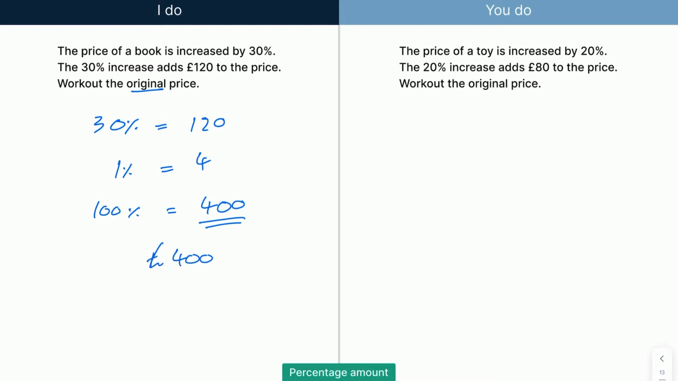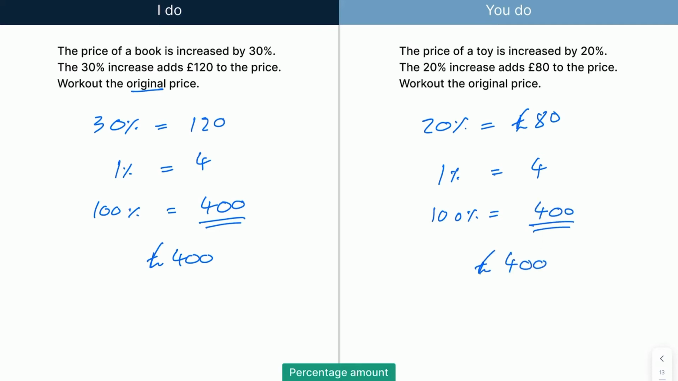The price of a toy is increased by 20%. The 20% increase adds £80 on. So we've been told the 20% increase represents £80. We want to find 100%, so we can find 1%, and then from 1% we can just go to 100. That becomes 4, and again the answer here is also 400. It just happens that the answer to a few of these questions has been 400.